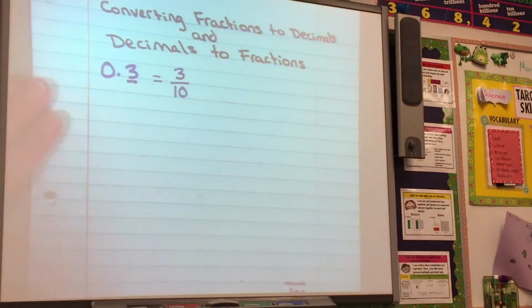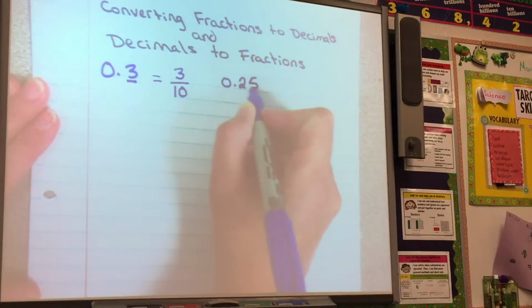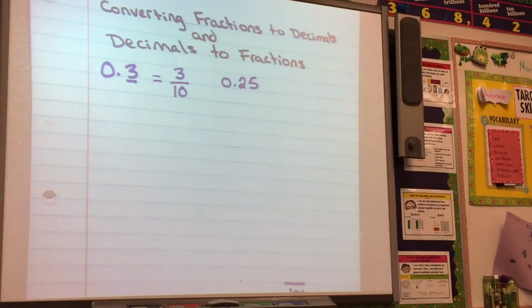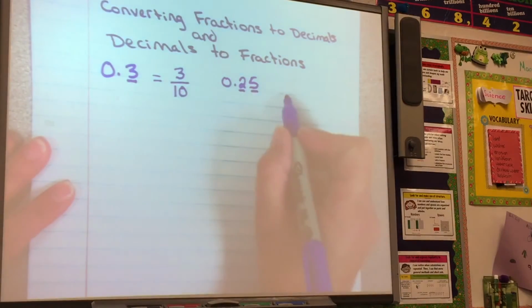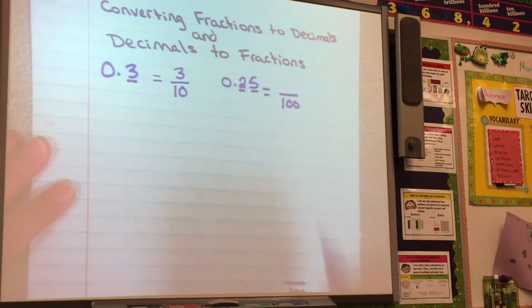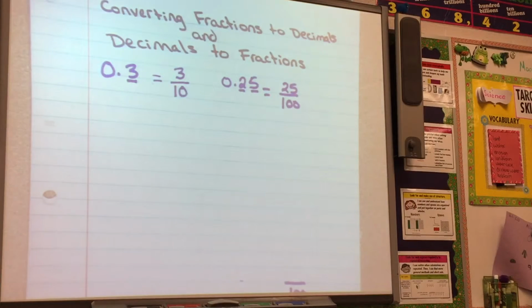Likewise, with a decimal in the hundredths, let's say I have 0.25, 25 hundredths. I have 2 numbers after the decimal, so tenths, hundredths. That tells me it's going to have to be over 100. And so I would have 25 out of 100, so 25 over 100 would be my fraction.